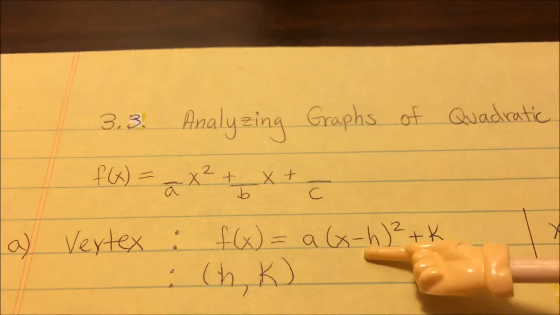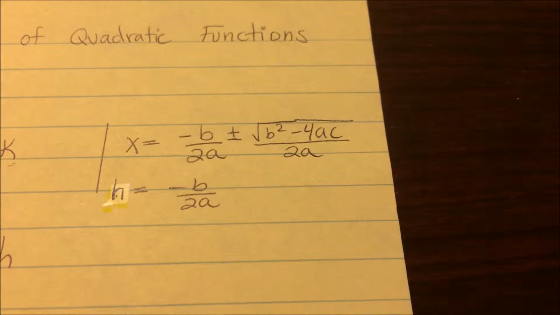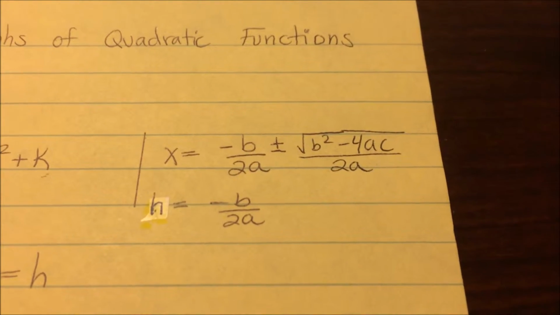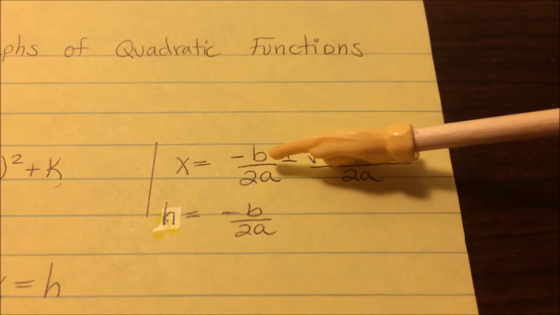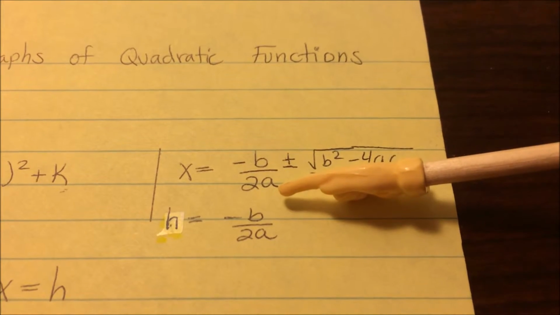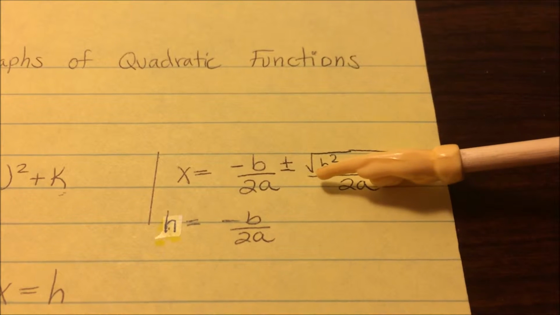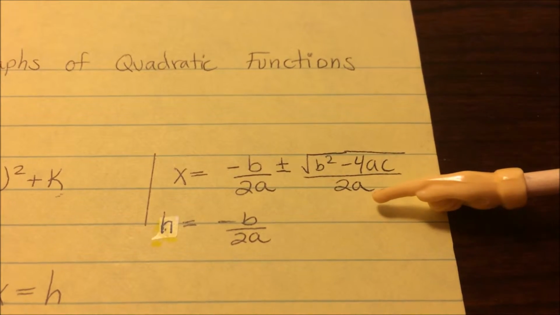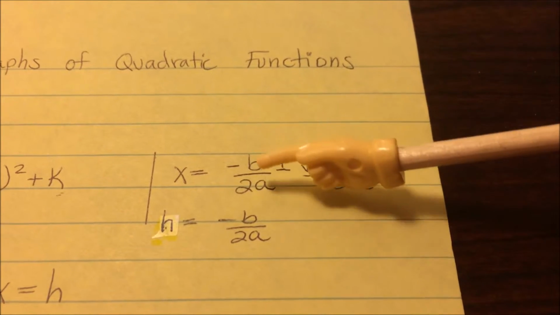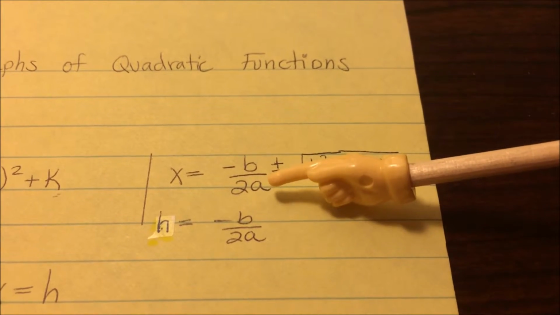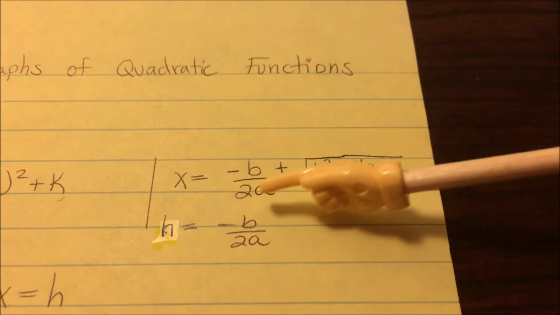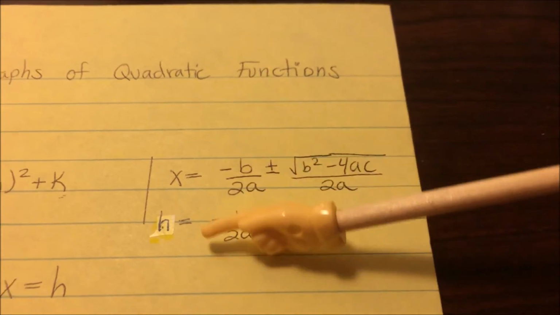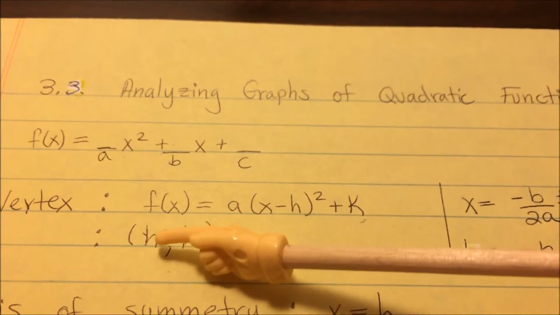Now, if you do the quadratic formula, you're going to have a different way. So the quadratic formula is negative b divided by 2a, and then plus and minus the square root of b squared minus 4ac, all divided by 2a. Now notice that I split the quadratic formula into 2 parts. The reason is that I actually want just that first part, and that's going to help us find the h, which was this part right here.